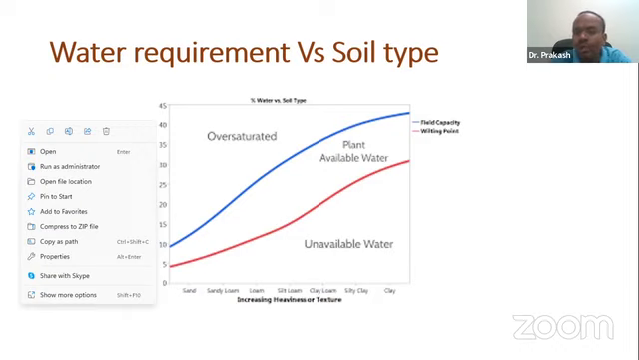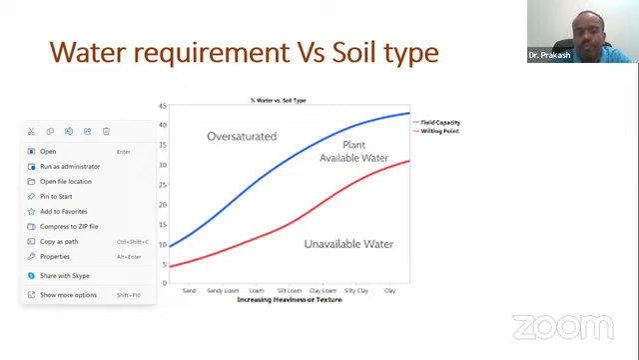Water availability in sandy soil, loam soil and clay soil is different as per soil structure and soil texture. Suppose maize is growing in sandy soil, in loamy soil and in clay soil. There is a different water requirement of the crop depending on the structure of the soil, because in sandy soil the frequency of irrigation should be less.